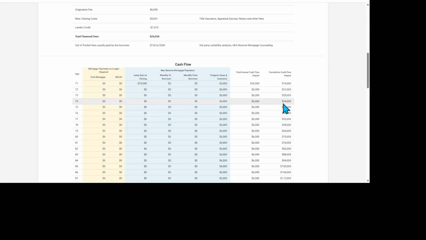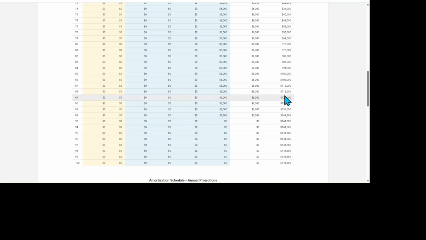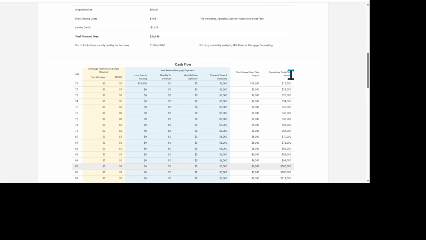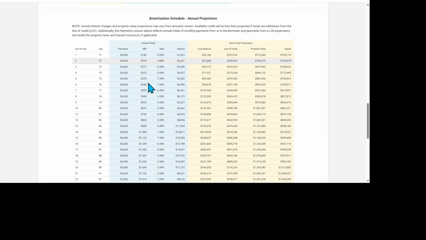And here's where you see that cumulative adding up over the years. And over 15 years, it hits that $100,000 mark at age 85. You also see the $10,000 they get at closing. That's also a positive cash flow impact for them. The amortization schedule is what we use to estimate their future equity and such.